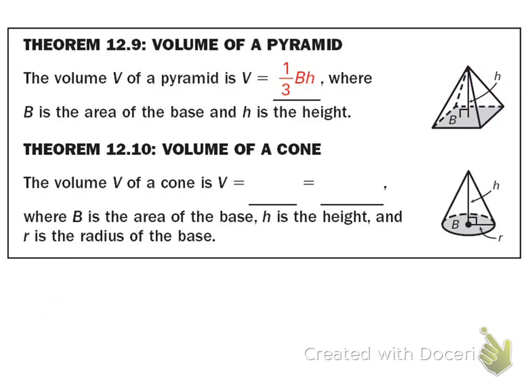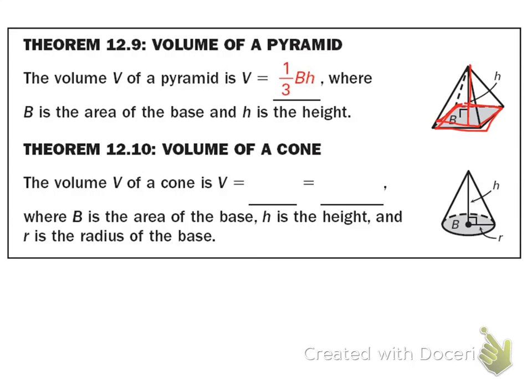So the volume of a pyramid is very similar to the formula for the volume of a prism, only we need to put the fraction 1/3 in front of it. 1/3 times the area of your base times your height. So you're going to have to find the area of that base. Could be a square, triangle, rectangle, whatever it might be. Find its area and multiply times your height.